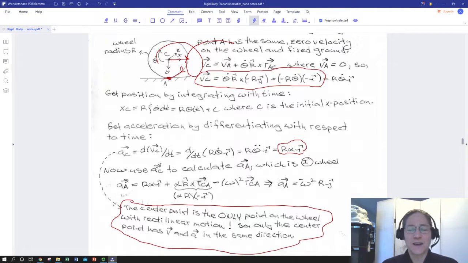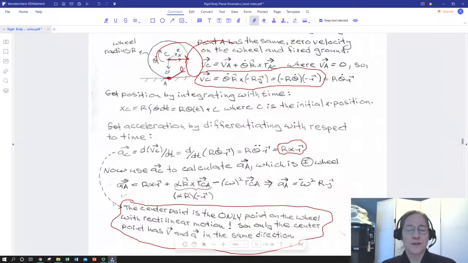So let's focus on A and see if we can get an expression for the acceleration of our fixed point of contact with our fixed surface. We're just going to go ahead and use the same strategy that we've used to find acceleration of any other point. We're going to break out our handy all-purpose equation for the acceleration of one point if we know the acceleration of another point and we know the angular velocity and acceleration of our rigid body with respect to our fixed reference.